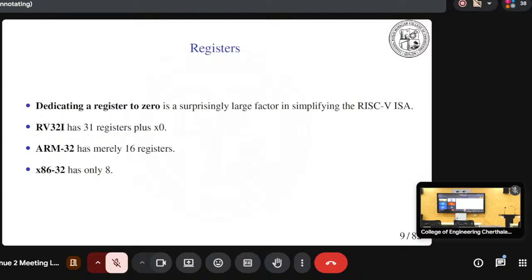Very convenient for a software engineer. It is much easier for a computer science engineer when you have so many cases, like you can program any application very easily. But when the number of registers increases, it is a very big headache for hardware. ARM32 has only 16 registers, so the hardware complexity of ARM32 is much lesser than RISC-V.